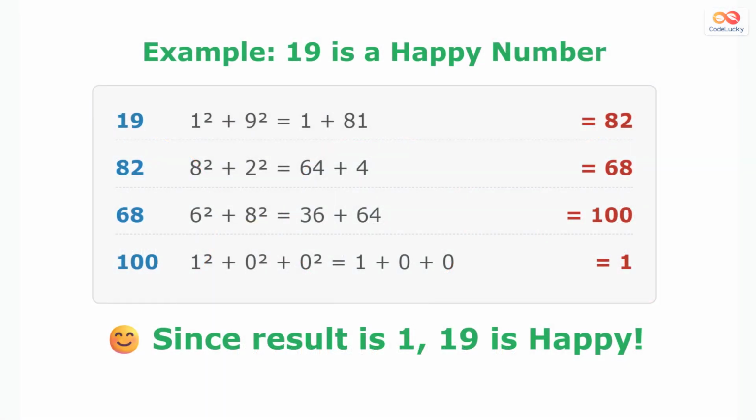Let's walk through an example with the number 19. First, 1 squared plus 9 squared equals 1 plus 81, which gives us 82. Next, we take 82. 8 squared plus 2 squared equals 64 plus 4, which is 68. Then, 6 squared plus 8 squared equals 36 plus 64, which is 100. Finally, 1 squared plus 0 squared plus 0 squared gives us 1. Since we reached 1, 19 is a happy number.